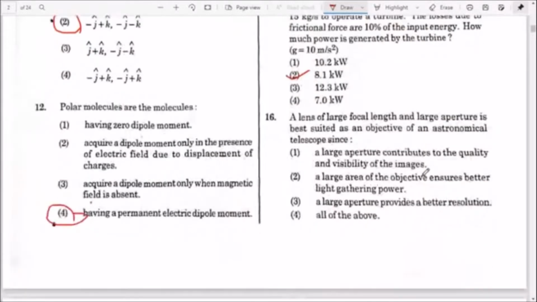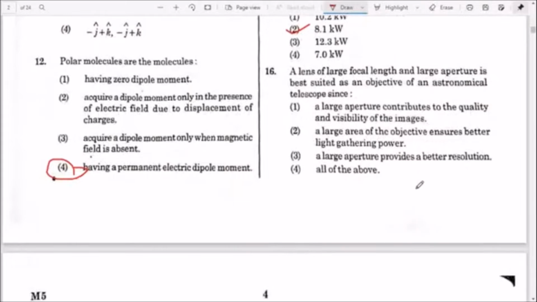Next, question number 16. A lens of large focal length and large aperture is best suited as an objective of an astronomical telescope, since a large aperture contributes to the quality and visibility of the image. A large area of the objective ensures better light gathering power. A large aperture provides a better resolution. So all of the above, option number 4, is the correct option, students.